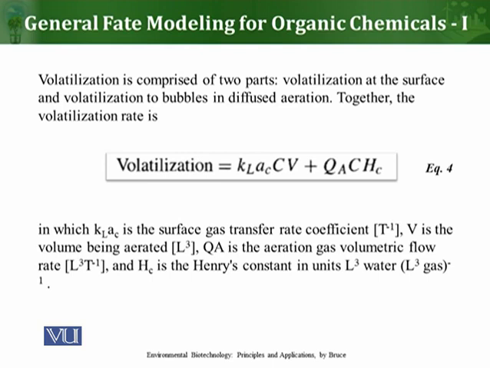So there can be 2 kinds of volatilization: bubbles forming in the diffused aeration, or volatilization from the surface of the liquid, the influent. Together the rate can be put as volatilization is equal to KLa C V plus QA HC C. Let's see what these are. KLa is the surface gas transfer rate coefficient. V is the volume being aerated. C is obviously the concentration. QA is the aeration gas volumetric flow, and HC is the Henry's constant. Henry's constant deals with the solubility of gas in liquid. Why is it here? Because we are talking about volatilization.